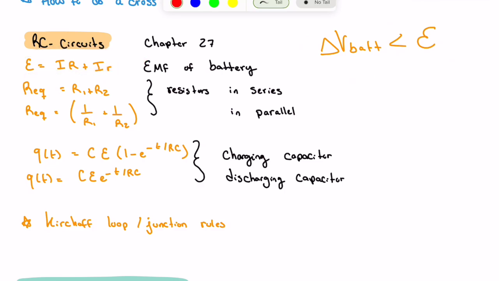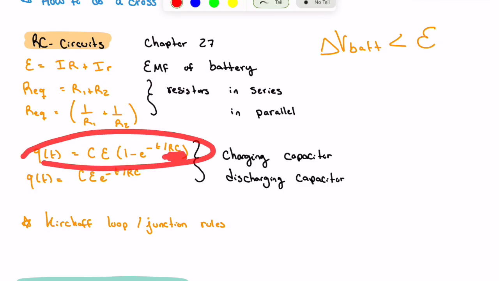We saw how to add up resistors whenever they're in series and whenever they are in parallel. We also looked at RC circuits where we had a resistor and a capacitor, and we saw that the capacitors don't fully charge straight away, they take some time. How much time does it take? Well, it's given by this equation here, where C times EMF is the maximum charge the capacitor can hold. And we see here that we have RC. This is our time constant in this case.